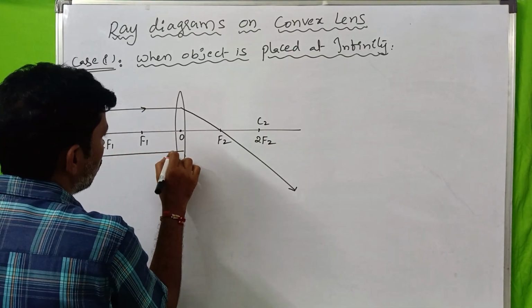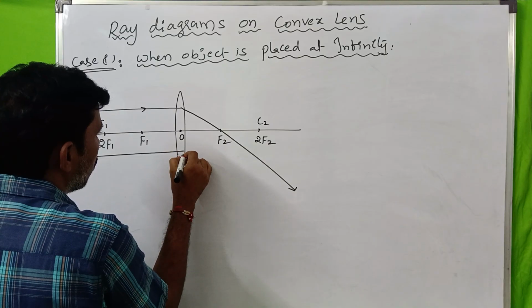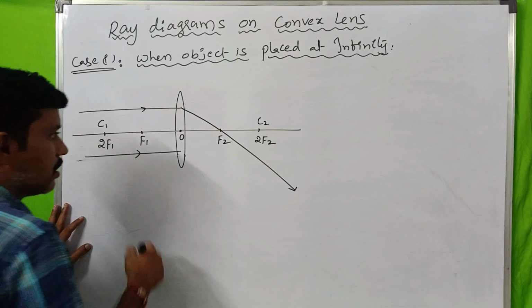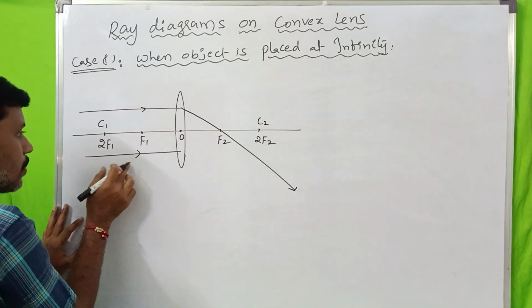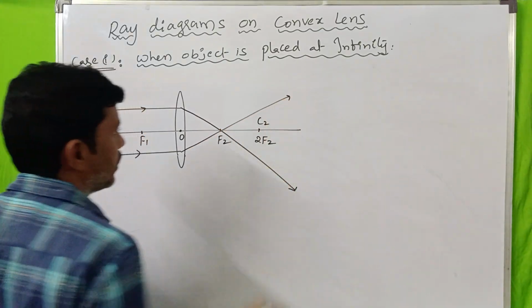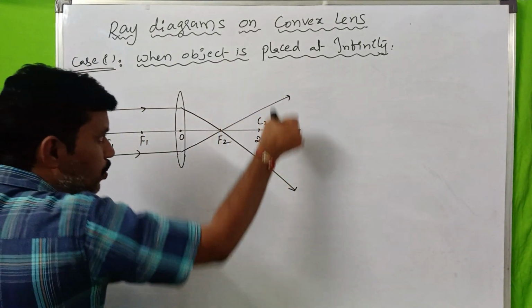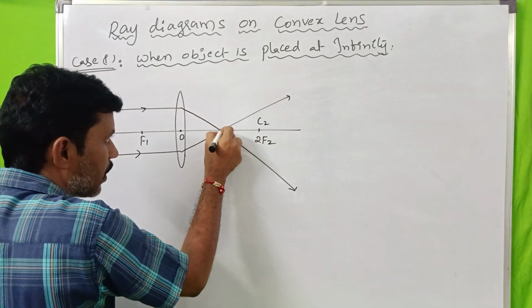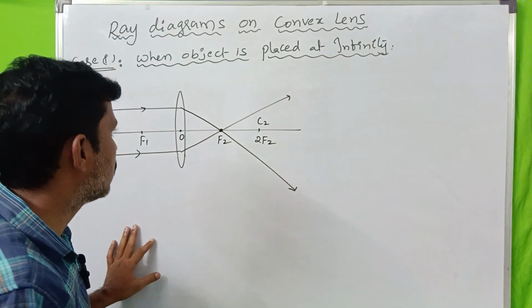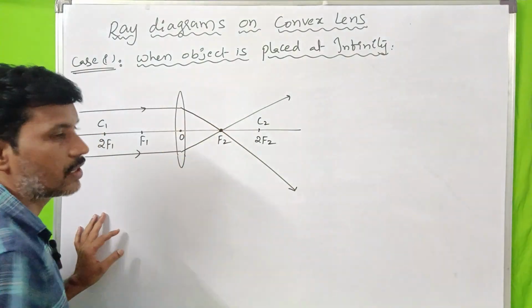The second parallel ray is coming from the object placed at infinity. After refraction, it is also passing through the focus point. These two refracted rays meet at this point. Am I right? Two refracted rays meet at that point. That's why the image is formed here.